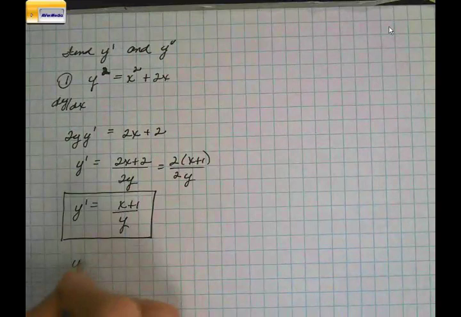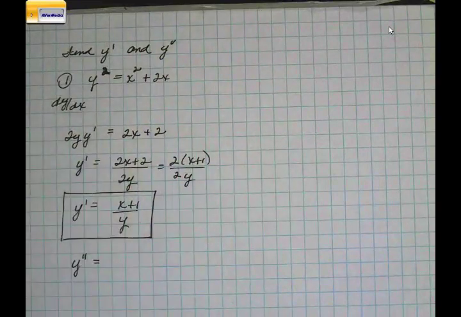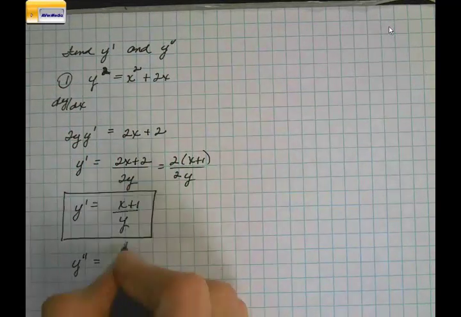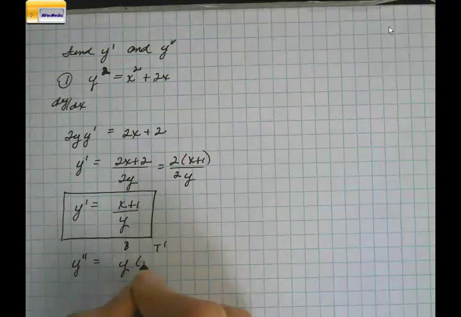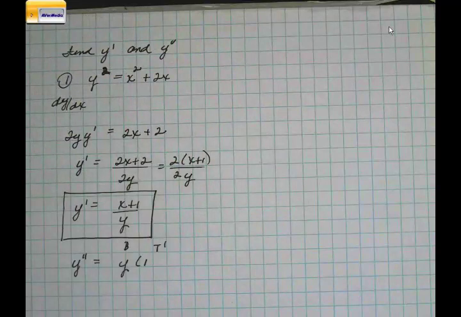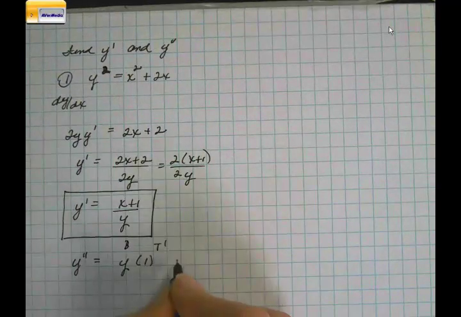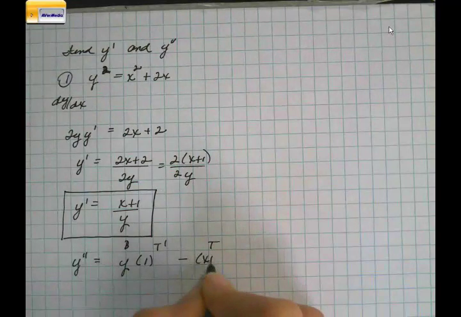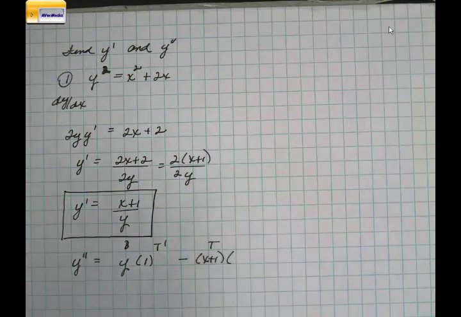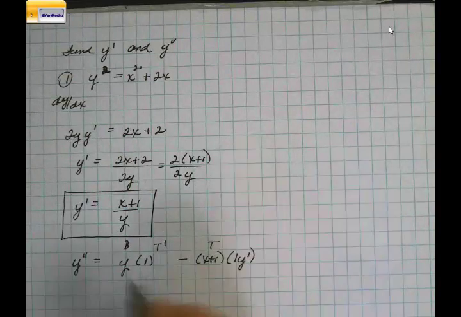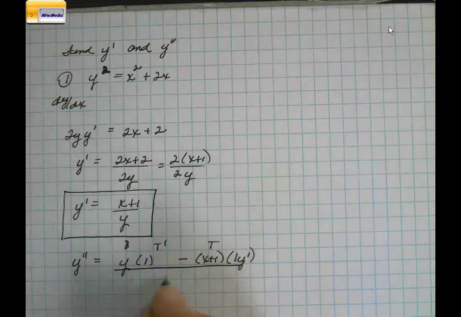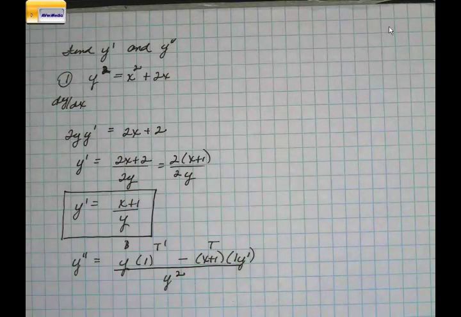Now, y double prime. Quotient rule, right? The bottom is y times the derivative of the top. The derivative of x is 1, and the derivative of plus 1 is 0, so it's 1 plus 0, which is 1. Bottom times the derivative of the top minus the top, which is x plus 1, times the derivative of the bottom. The derivative of y is 1, y prime. All divided by the bottom squared, which is y squared.